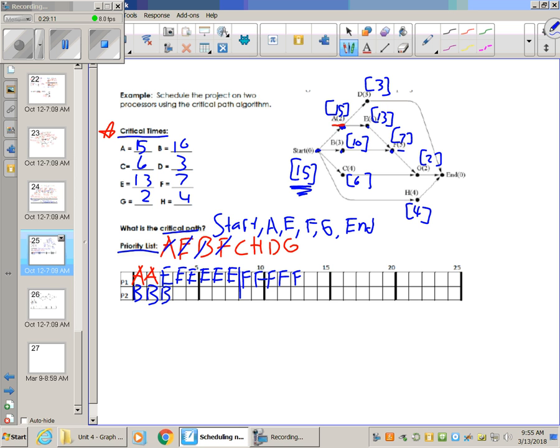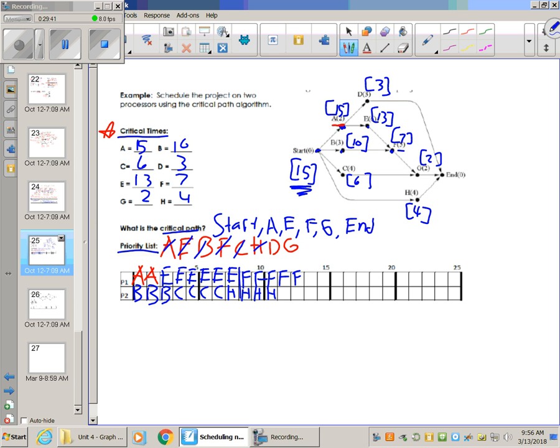So F's out. C is ready from the start, so I can give C anywhere. I'm going to give it the P2 at the bottom, so I'll get 4 C's there. 1, 2, 3, 4, because that's his processing time. C's out. Then H is ready as well, because it's coming from the start. No precedence, so as far left as I can go is P2. How about 4 H's there? 1, 2, 3, 4. So H is out.